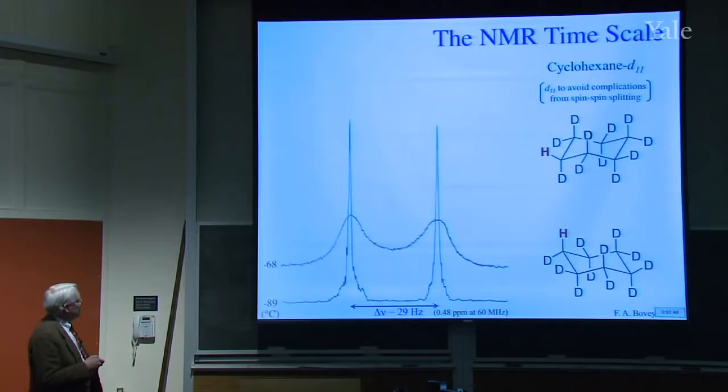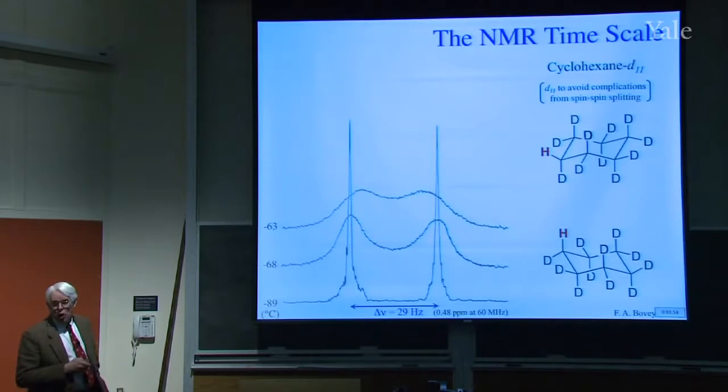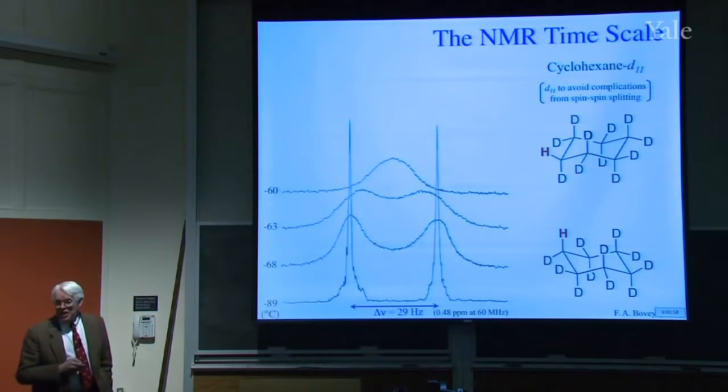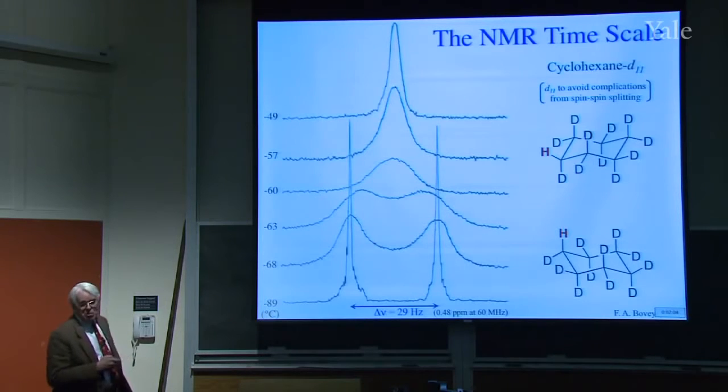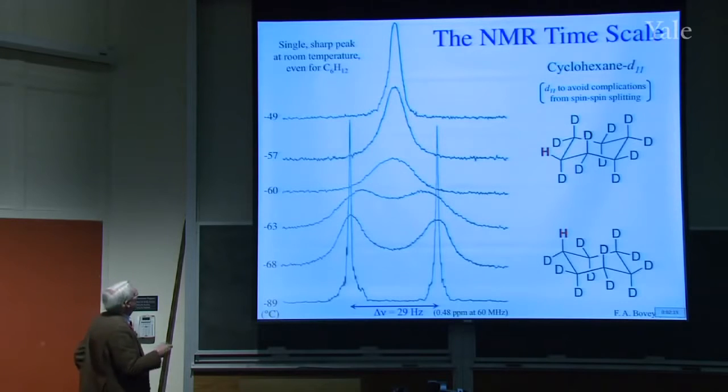Okay, now we go from minus 89 to minus 68. The peaks get broad. To minus 63, broader still and moving in. At minus 60, they coalesce and become a single peak. At minus 57, it starts sharpening up, and sharpened up still more at minus 49. And what do you think it looks like at room temperature? A single really sharp peak, as sharp as these, or sharper. So it's a single sharp peak up there.